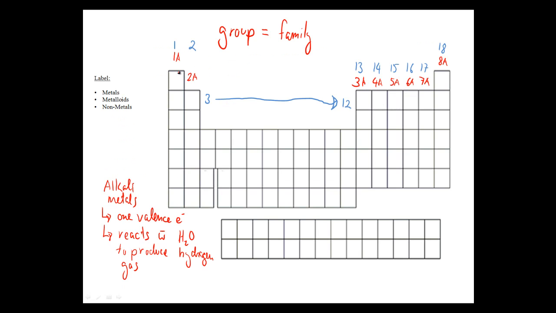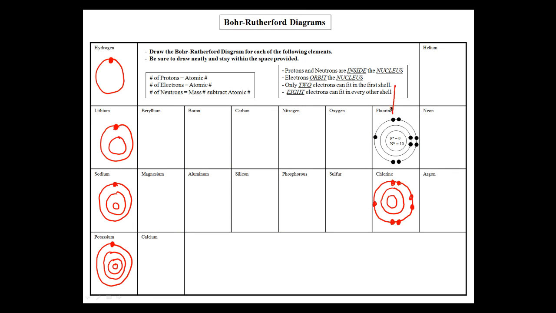So, to summarize, alkali metals have one valence electron for every one of them, and they all react violently with water to produce hydrogen gas. That's why they are called a family: they all have similar properties due to their one valence electron. The halogens, on the other hand, in group 7A, or 17, they all have 7 valence electrons.